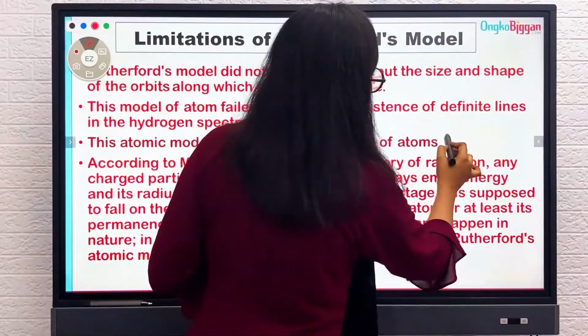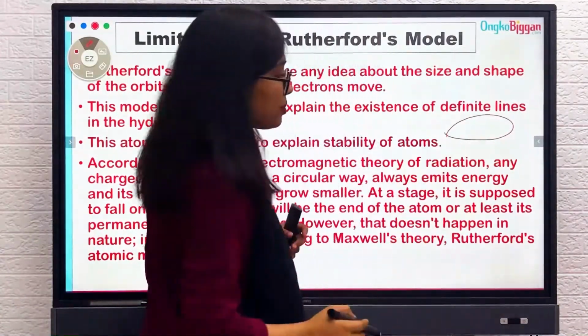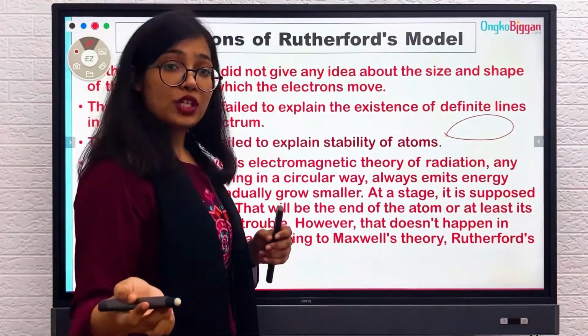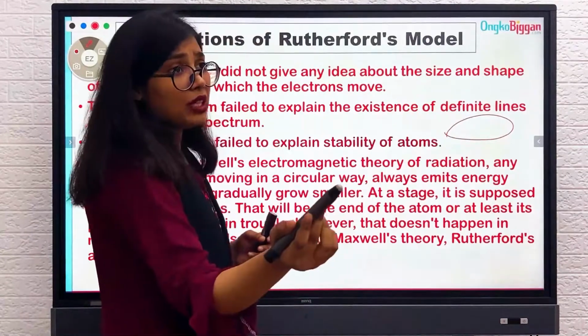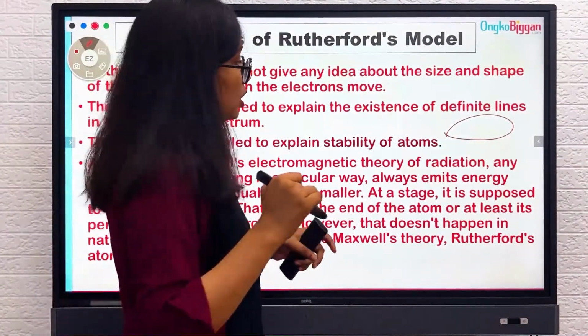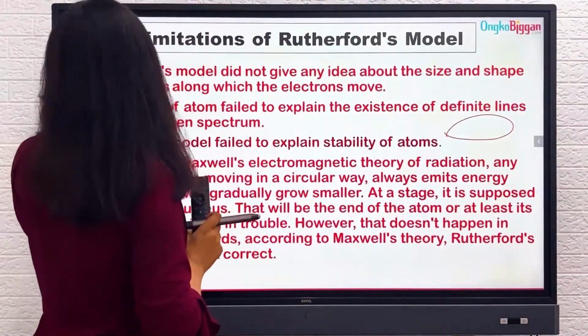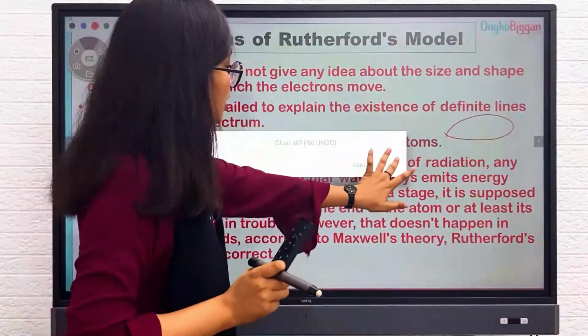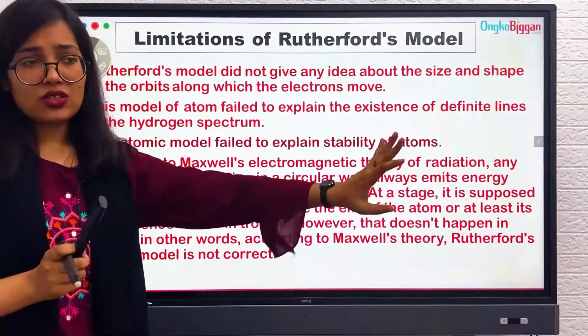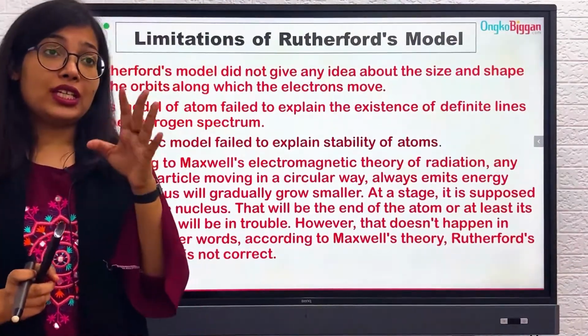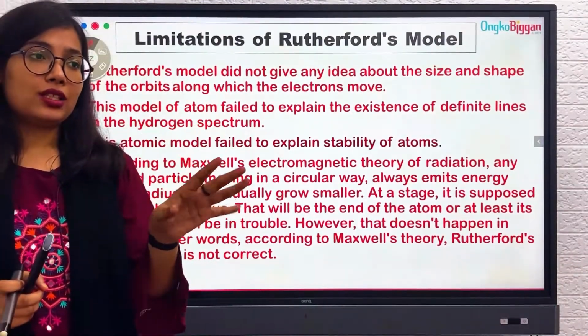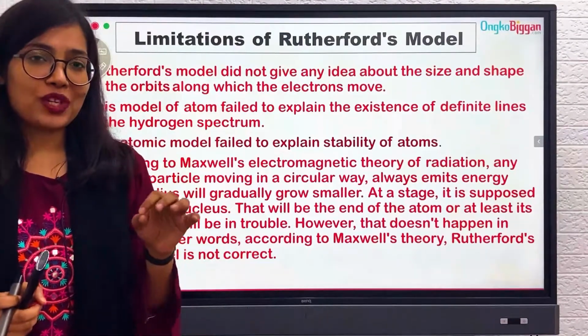Ellipse means this. They can be oval shape, and this is also oval shape as well. Or they can be round, circular. They can be of any shape, right? But Rutherford didn't mention any of it. So that's the first limitation of his model. He should have mentioned it.